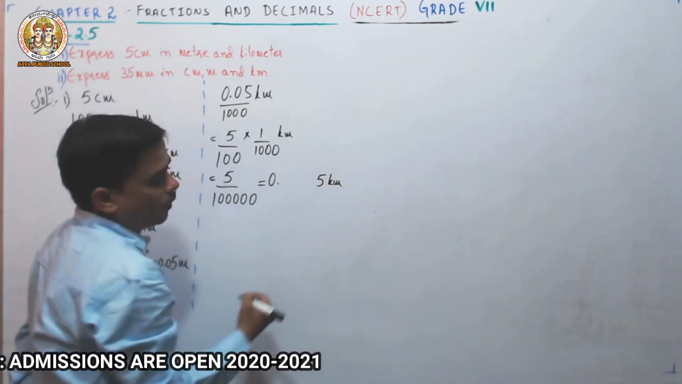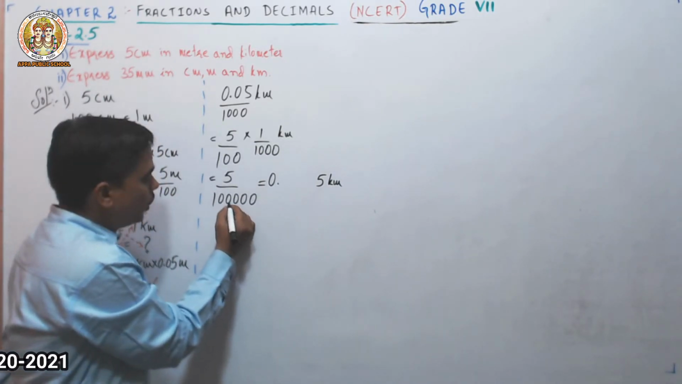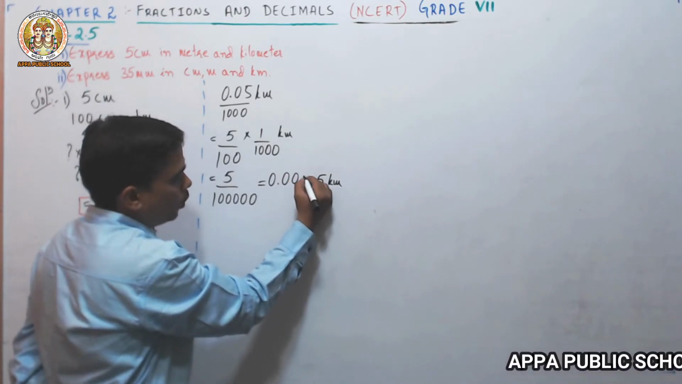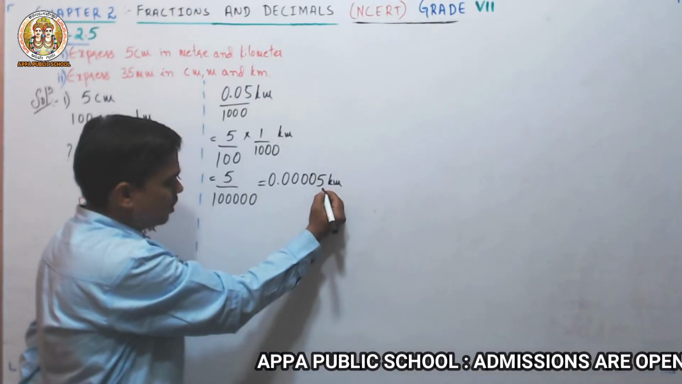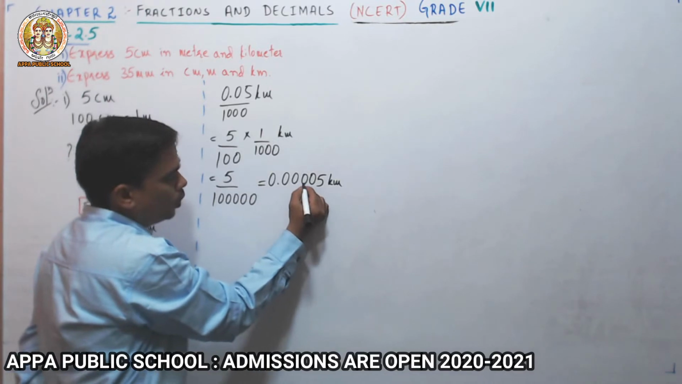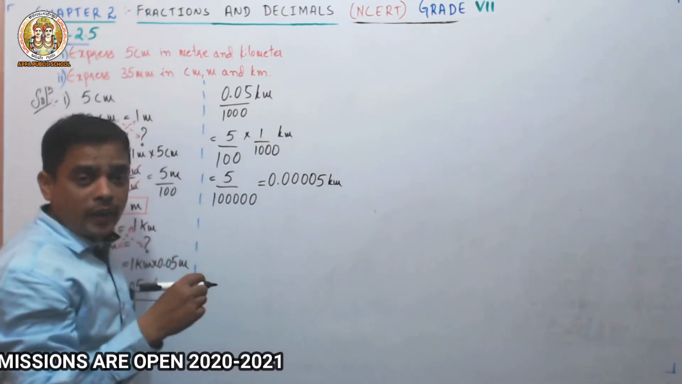5 kilometer I will write here. Okay. So totally how many zeros are there in the denominator? 1, 2, 3, 4, 5. So 1, 2, 3, 4, and this one is the last. See here, 1, 2, 3, 4, 5. 1, 2, 3, 4, this 5 as it is. Getting or not? Don't get confused.